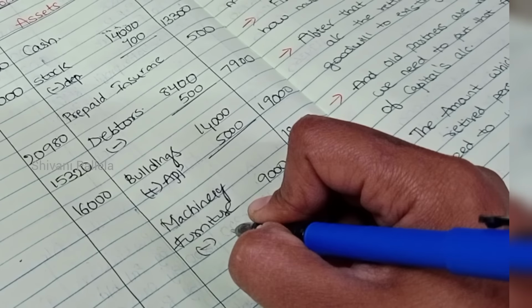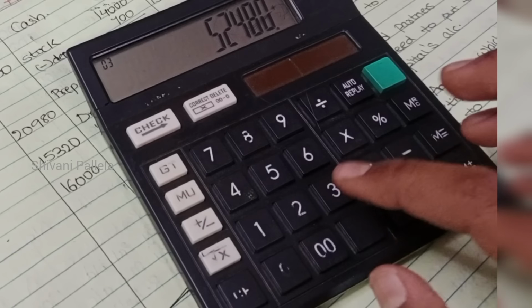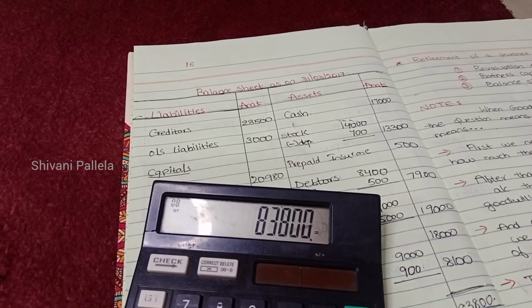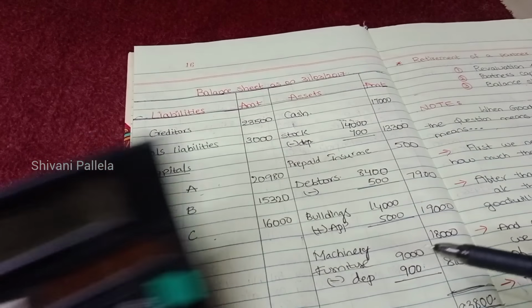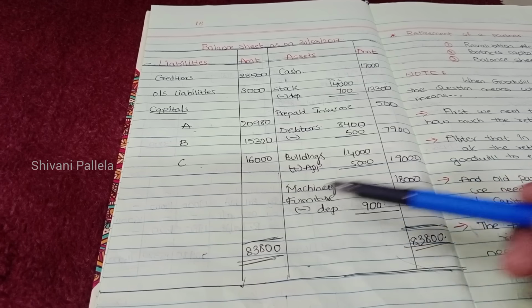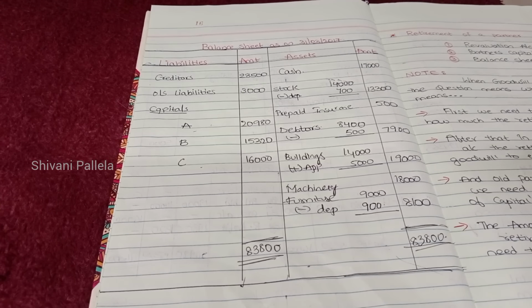First we will calculate the credit side. 28,500 plus 3,000 plus 20,980 plus 15,320 plus 16,000. So students, the liabilities amount and asset amount are getting tallied. Here we are getting 83,800. Here also we are getting 83,800. So this is the way to do the admission of a partner. It is an easy thing and it is important for the long answer.